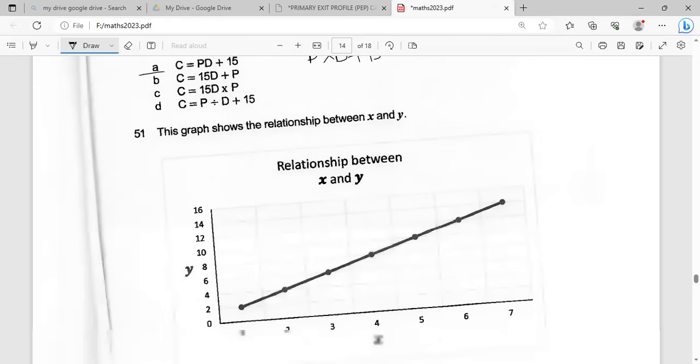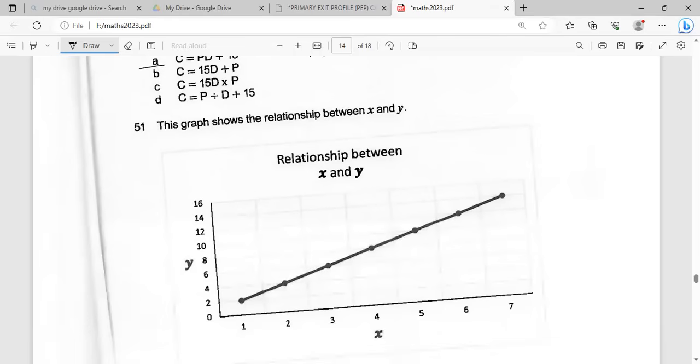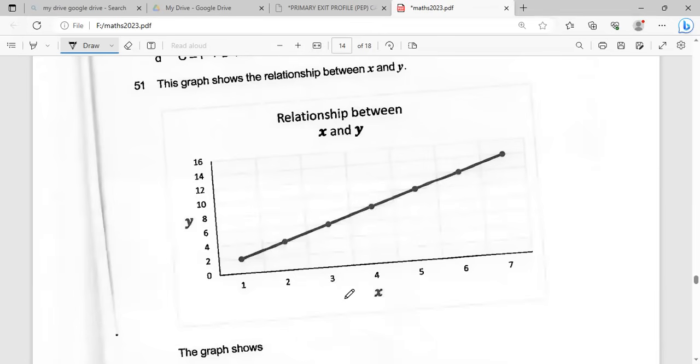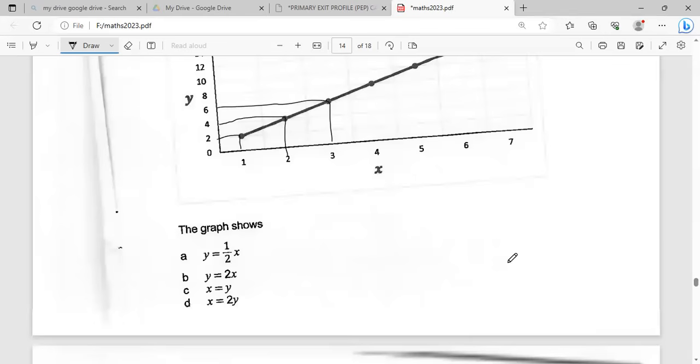All right. 51, the diagram shows the relationship between X and Y. So we have 1 matches with 2, 2 with 4, 3 with 6, 4 with 8. The graph shows Y equals 2X. To get the Y value, times it by 2.